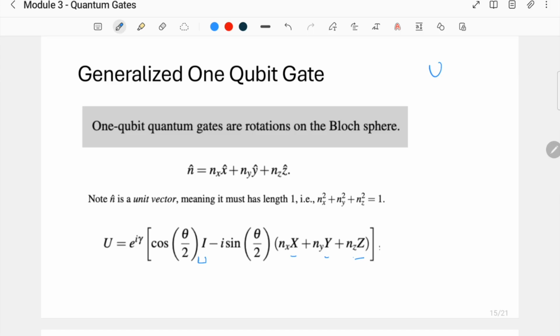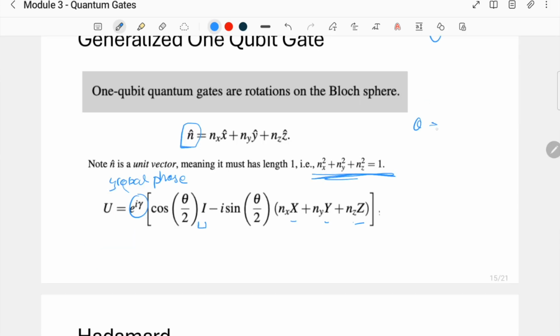I won't go much into the detail because it is not relevant for this course at this moment, but you can simply see how it is done. This n hat is the axis of rotation. We'll see an example, and then you simply apply this formula. This, you don't need to worry about. This is just the global phase. You can ignore it. And this must be a unit vector. This is the important thing, and you just plug into the formula. And theta is nothing but the angle of rotation.